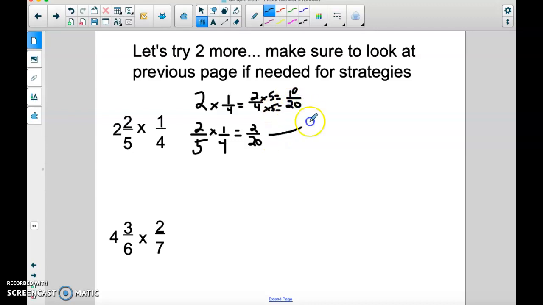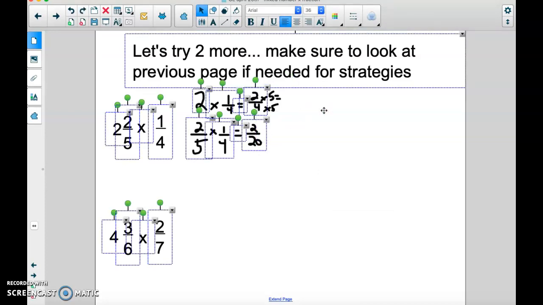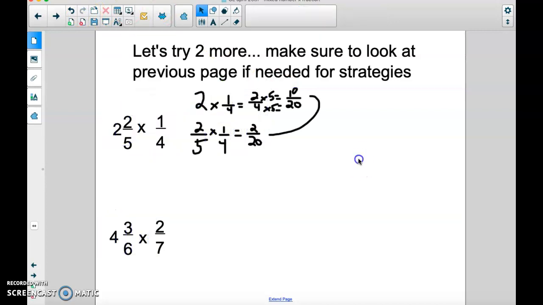And now I'm going to take these 2 and add them together, and I get 12/20 is my answer. Okay? So no matter how you slice it, you should have gotten 12/20.